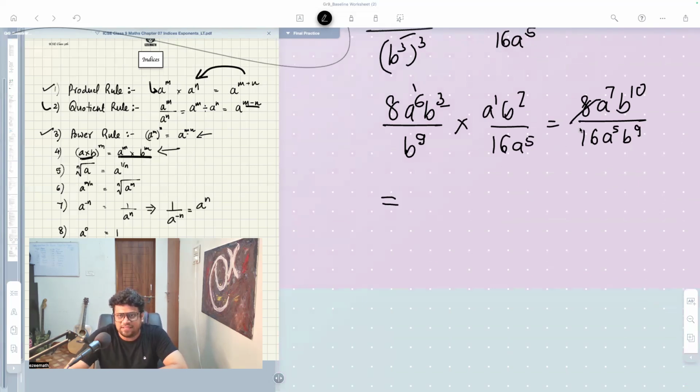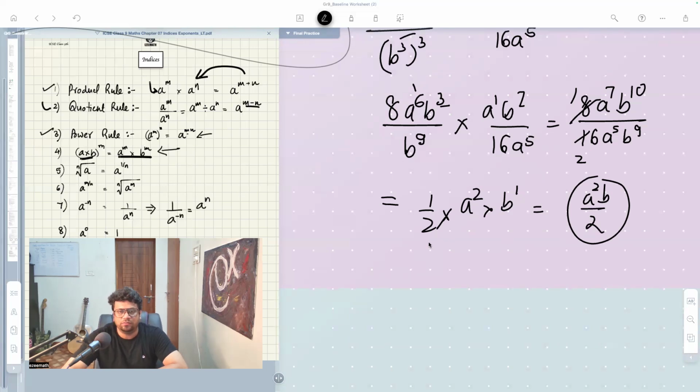8 by 16 is a very nice 1 by 2. a to the power of 7 and a to the power of 5, you're going to get a square, and b to the power of 10 and 9, 10 minus 9 is just a 1. So you are going to end up with a square b divided by 2. You can literally write it like that, no problem at all. a square b by 2.